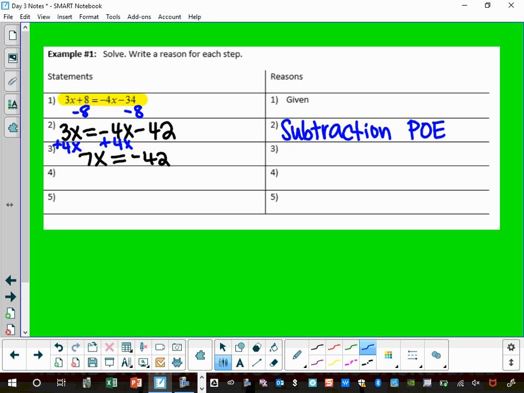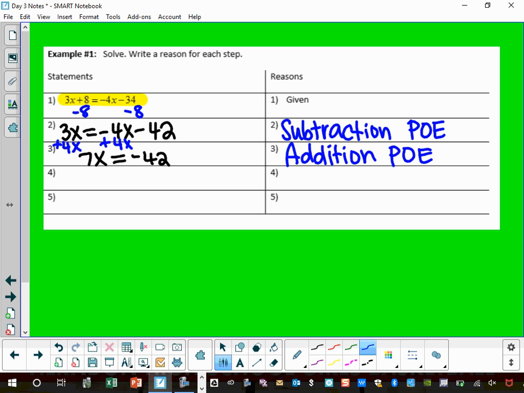We did addition. Property of equality. If we don't do that, I'm kind of wrong. I'm not asking you for a subtraction or addition. I'm asking you to tell me what the property is, and that's the property.